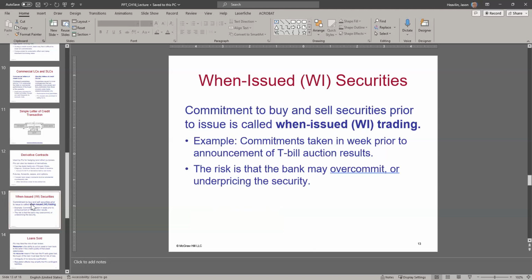When-issued security, as we mentioned earlier, for example commitments taken a week prior to announcement of T-bill auction results. In other words, you sell something now, it's like a pre-purchase. Now, the risk is that, let's say you agree to buy a stock now when issued, and then a week later, two weeks later, a month later, whatever the time is, when they come out, the price was lower than what you agreed to pay on the when-issued contract. But the opposite can also be true. And that's where the risk is. This is what they mean by overcommit or underprice.